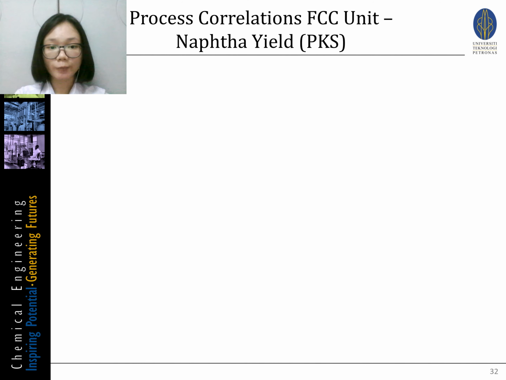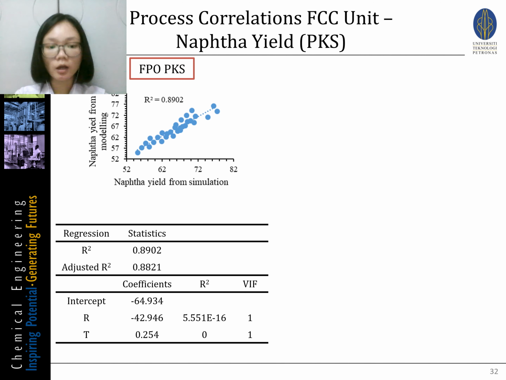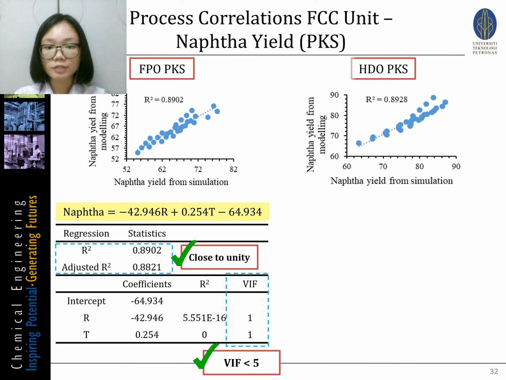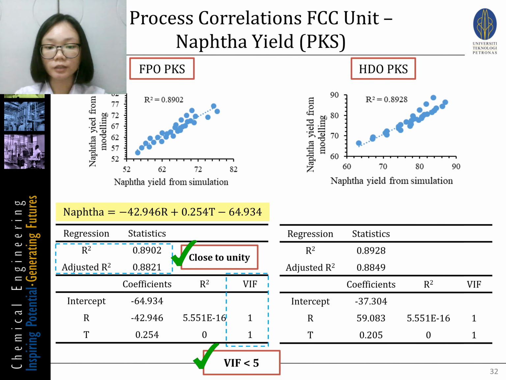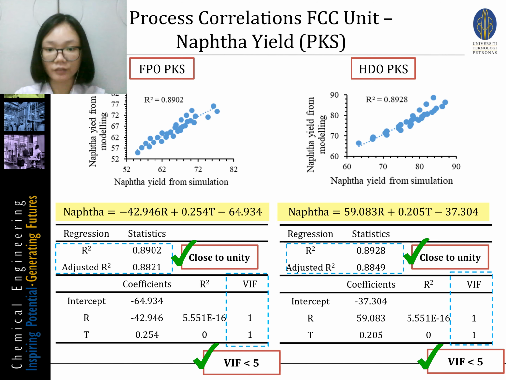Moving on next, I present to you the process correlation of naphtha yield from the PKS boil oil. Firstly, we have the FPO PKS, and after developing the surrogate model, here is the final result, and this is the final form of the equation, which also consists of variables R and T. The R squared and adjusted R squared are close to unity, and the VIF is less than 5. Next, we have HTO PKS, and this is the final result of the surrogate model development, and this is the final form of the equations. The R squared and adjusted R squared are also close to unity, and the VIF is also less than 5.